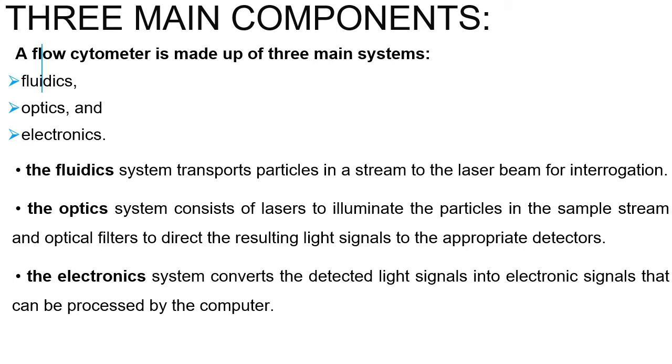So this flow cytometer is made up of three main components: fluidics, optics, and electronics. The fluidic system transports particles in a stream to the laser beam for interrogation. The optic part consists of lasers to illuminate the particles in the sample stream, and optical filters to direct the resulting light signals to the appropriate detectors. And the third part is the electronic system, which converts the detected light signal into an electronic signal that can be processed by the computer.